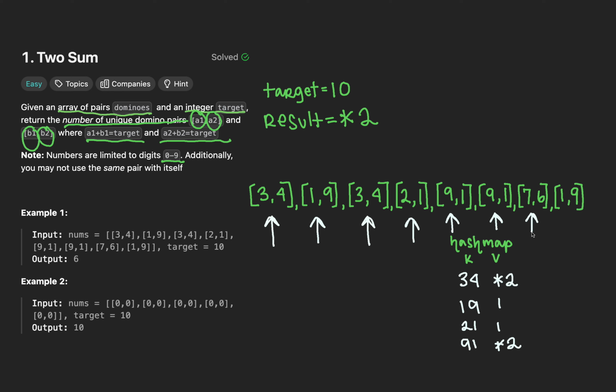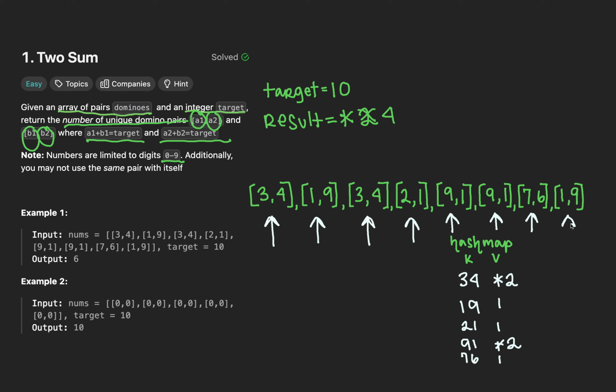Now we are at the 7, 6 domino. The complement for this would be 3, 4, and taking a look at our array, we have not only 1, but 2 valid dominoes that it can match with. We'll go ahead and add the frequency of 2 to our result, giving us a result of 4 so far. Lastly, we add the 7, 6 into our map.